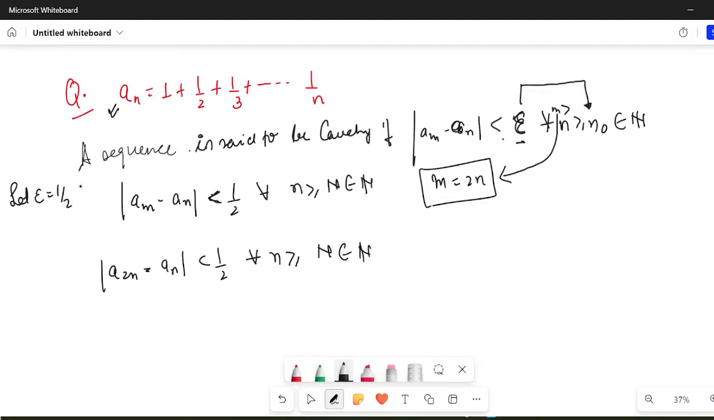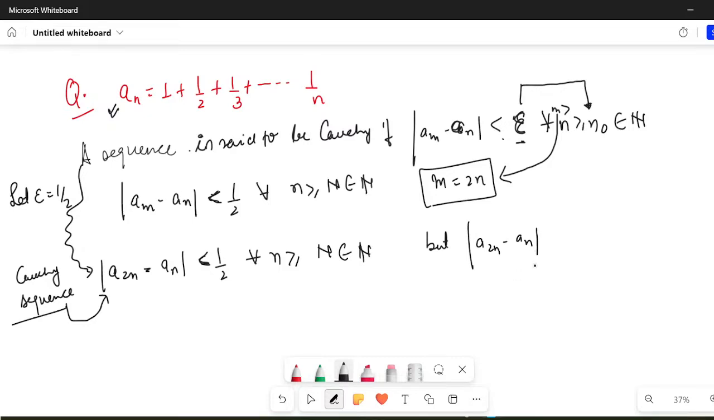Why? I'm saying this only when it is a Cauchy sequence. Since I'm claiming that my sequence is Cauchy, then the modulus of a2n minus an can also be made less than half for all n greater than or equal to capital N, which belongs to the natural numbers. But what do you see? What would be a2n minus an?